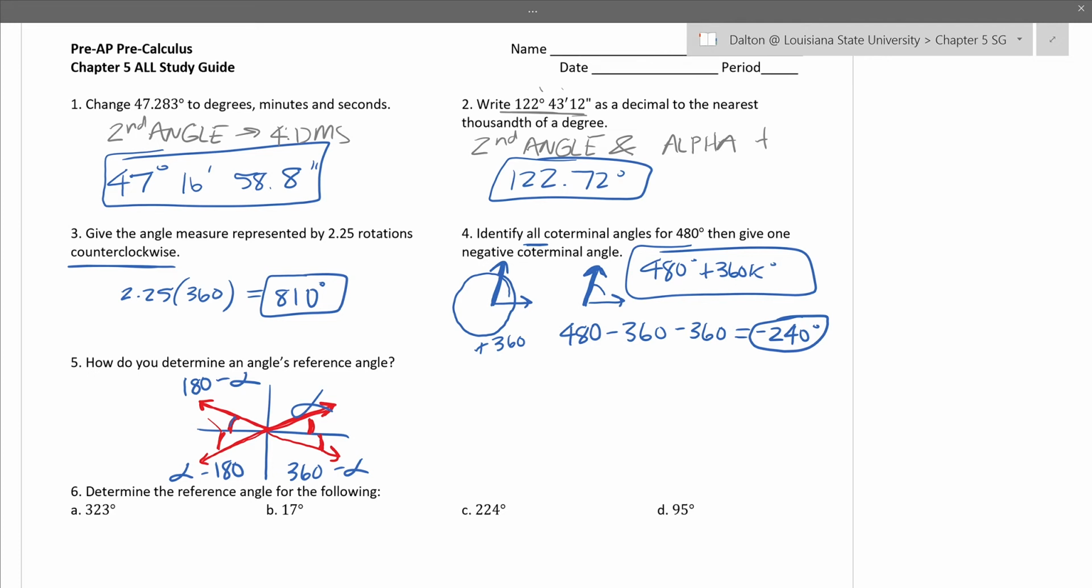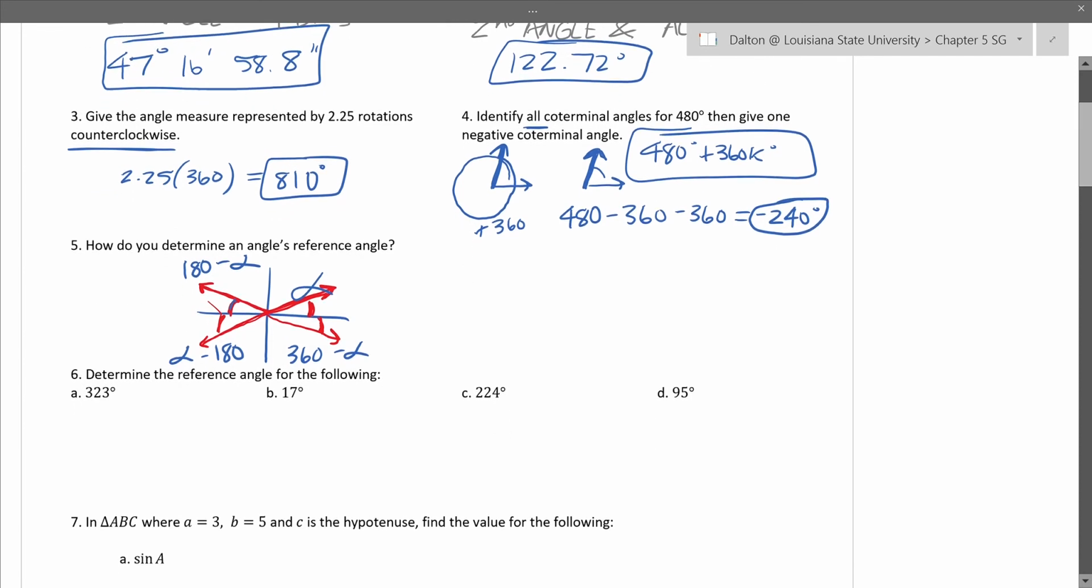Number 6, determine the reference angle. So now we're actually going to use this chart. For part A, 323 degrees. First we need to recognize that this angle is in the 4th quadrant. So we're going to subtract 360 minus 323, and we'll get a reference angle of 37 degrees. Part B, 17 degrees, is already in the 1st quadrant, which means it is its own reference angle, 17 degrees.